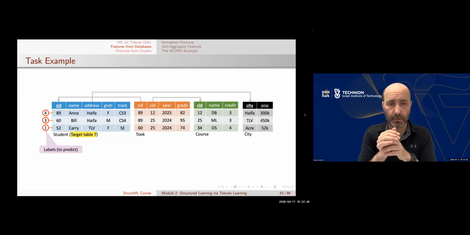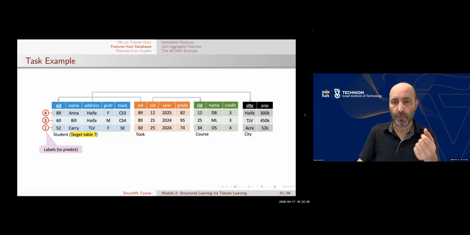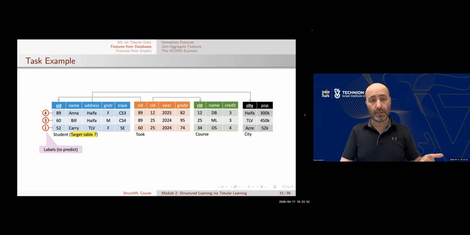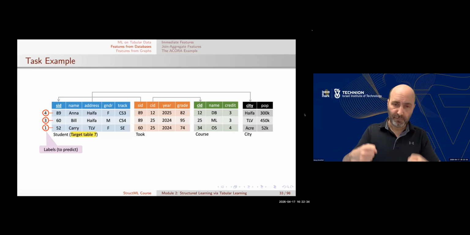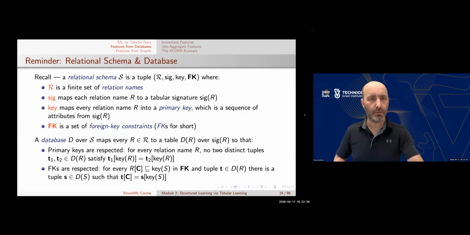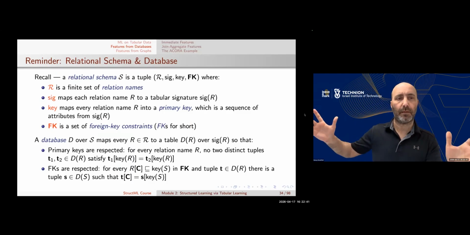and we have other tables as well, and they are connected by foreign keys. We might want to make this prediction by extracting features that will help us make this decision. I remind you of the setup.